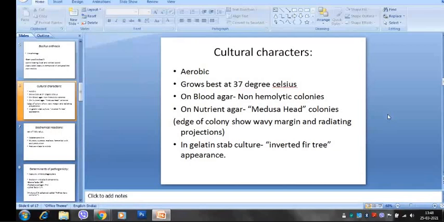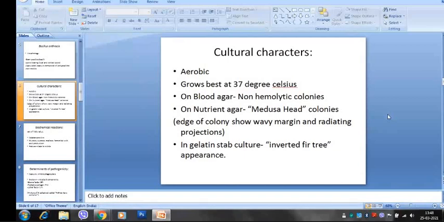Now, determinants of pathogenicity. What are the various virulence factors in case of Bacillus anthracis? Already we know that it is a capsulated bacteria. If a bacteria contains a capsule, remember one of the virulence factors is the capsule. What is the role of capsule? It inhibits phagocytosis. Phagocytosis does not occur, the bacteria survive in the host cell and cause disease. So one of the virulence factors is the capsule.